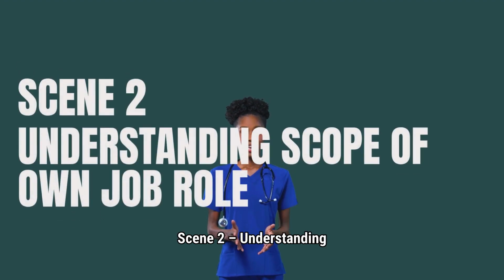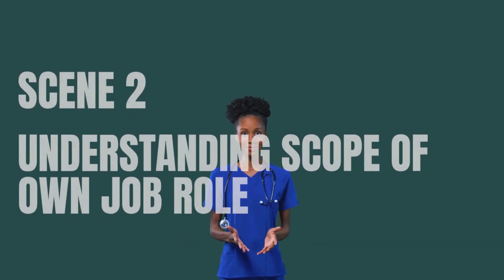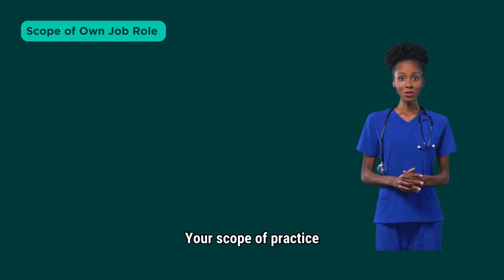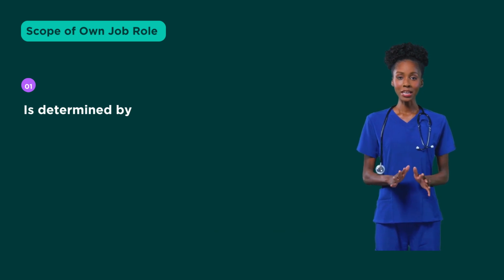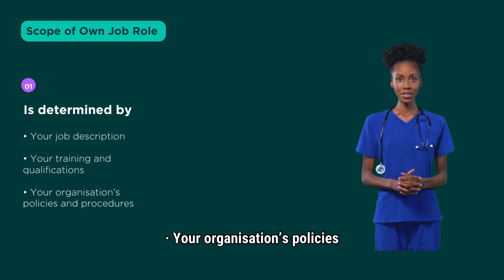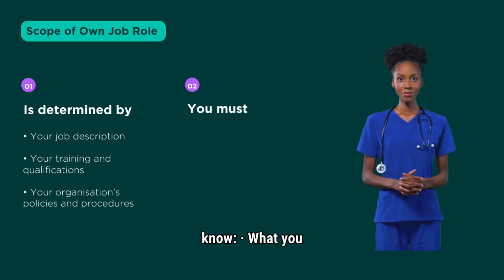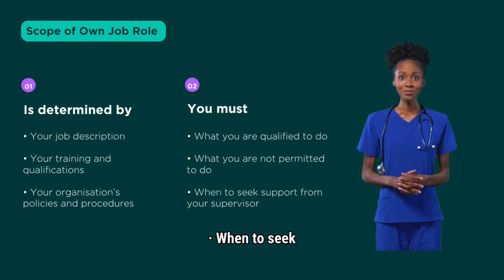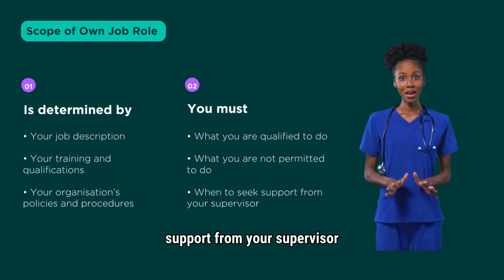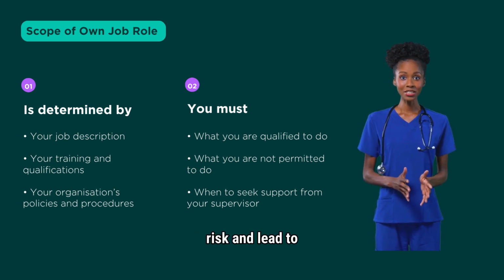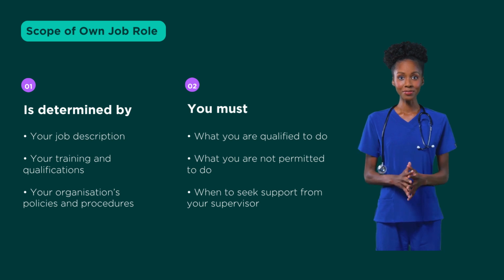Scene 2. Understanding scope of own job role. As a care worker, it is essential to understand the scope of your job role. Your scope of practice is determined by your job description, your training and qualifications, and your organization's policies and procedures. You must know what you are qualified to do, what you are not permitted to do, and when to seek support from your supervisor. Acting outside your scope can place clients at risk and lead to serious consequences.